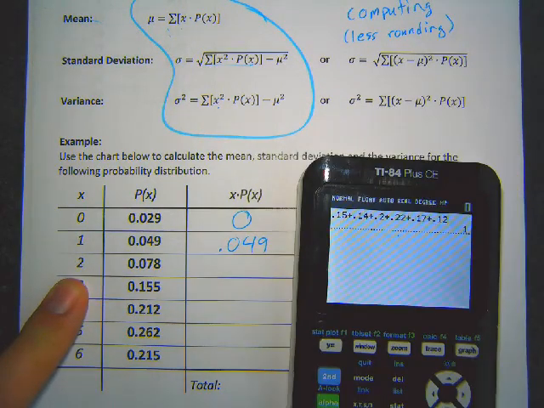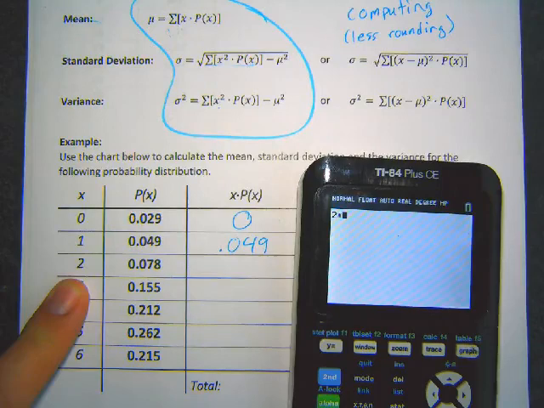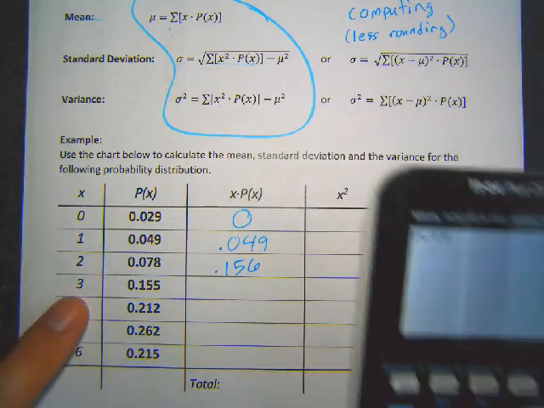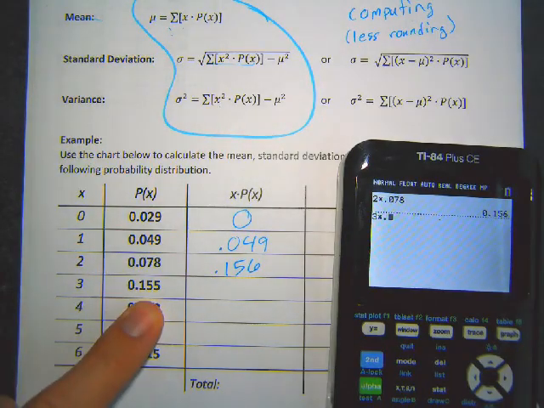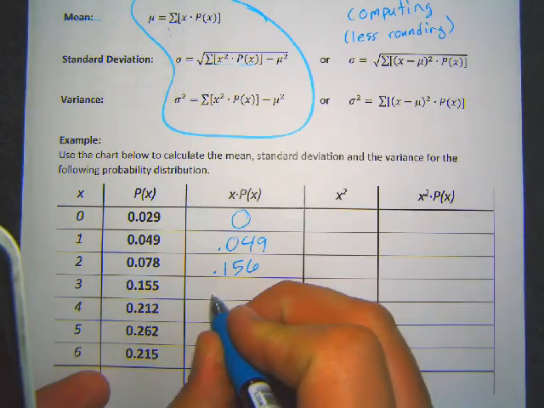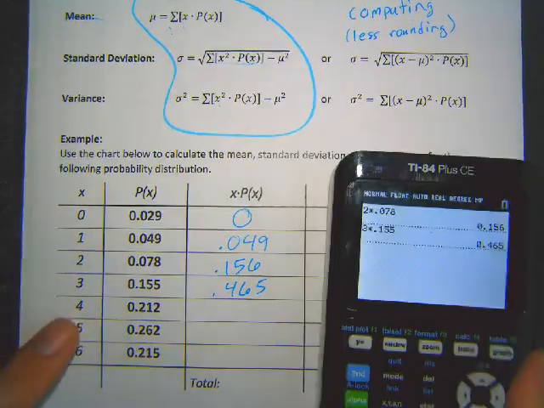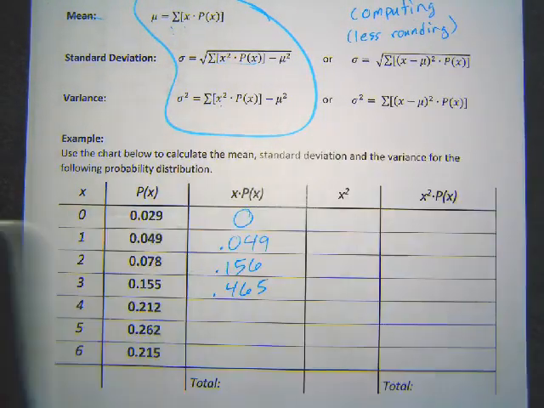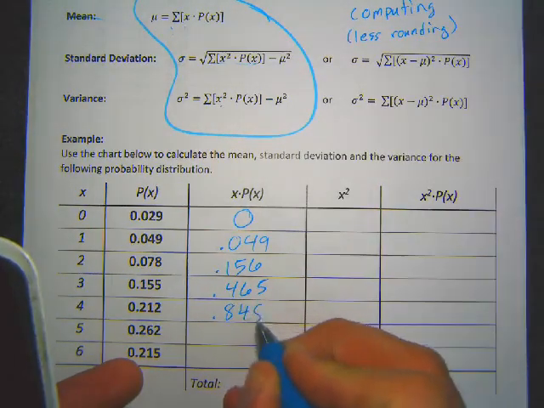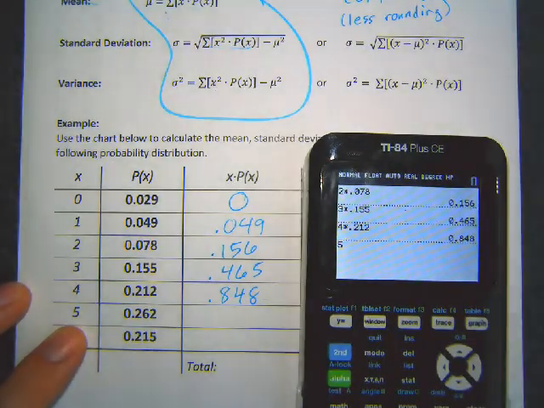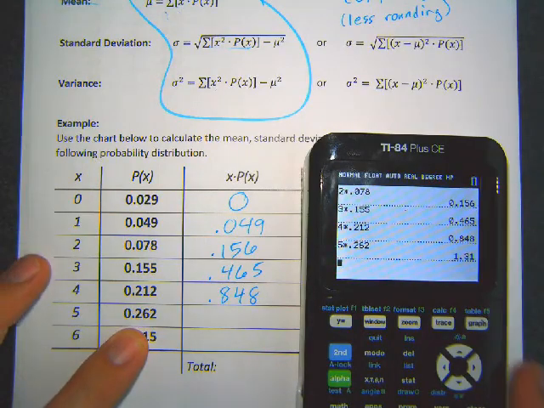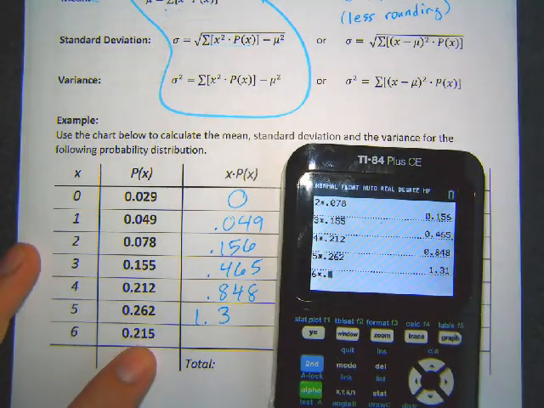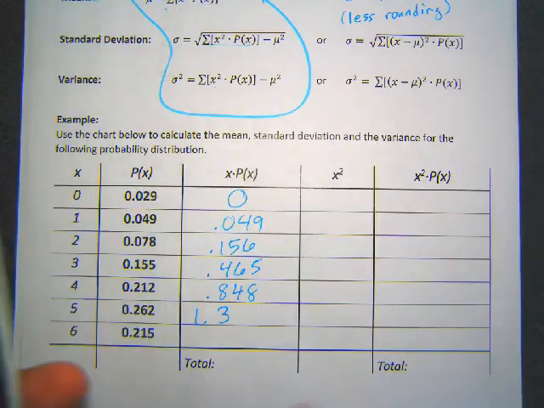Now 2 I'm going to actually do, because I don't want to do this in my head. So I'm going to do 2 times 0.078, and that gives me 0.156. 3 I'm multiplying times 0.155, so I get 0.465. 4 times 0.212 gives me 0.848. 5 times 0.262 gives me 1.3. And 6 times 0.215 gives me 1.29.